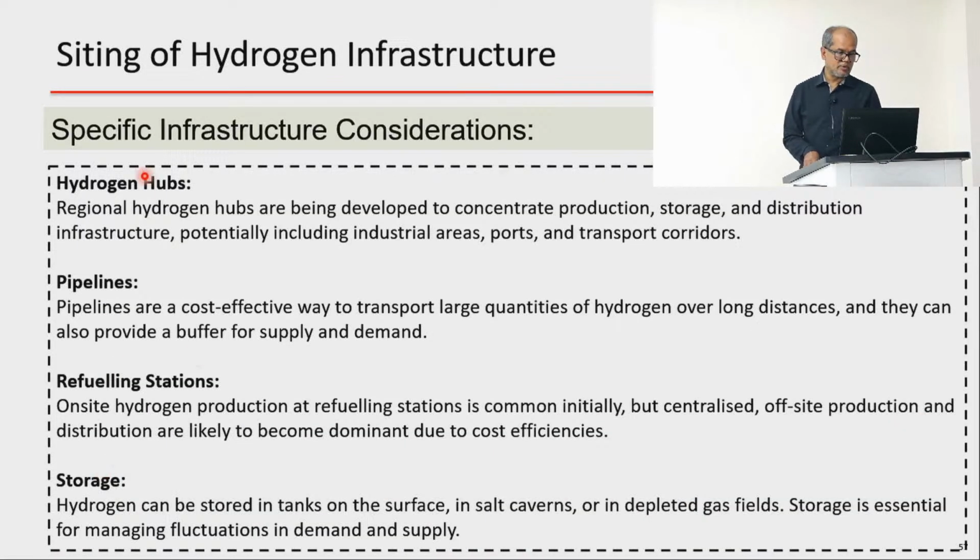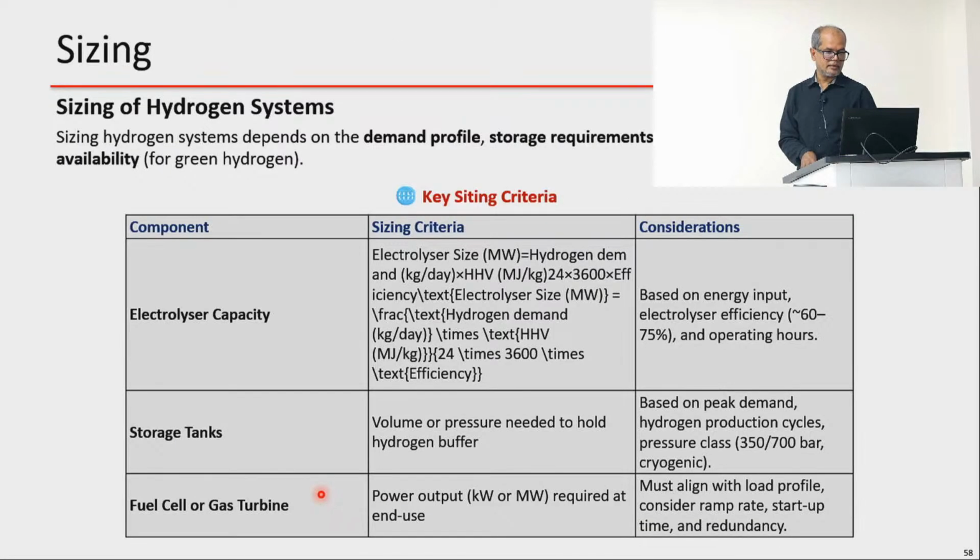So again, probably this one is very self-explanatory, so we can just read it while you have time. Then sizing, the different sizing criteria: what the electrolyzer capacity should be, what sort of storage tank you are going to consider for storage, and fuel cell or gas turbine sizing.